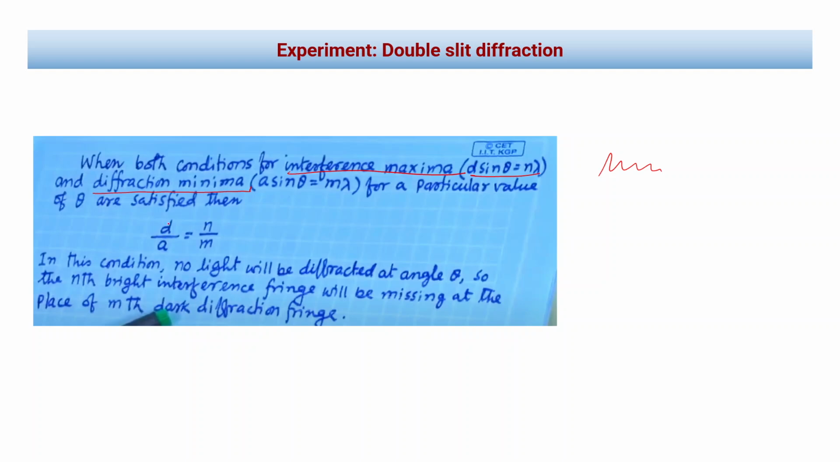Okay, in this situation, d by a is equal to n by m, where n is the order of interference and m is the order of diffraction. In this condition, no light will be diffracted at angle theta, so the nth bright interference fringe will be missing. Interference fringes we know are at equal distance, but diffraction fringes do not follow that, and if interference maxima falls under diffraction minima, then those interference fringes will be missing at the place of the mth dark diffraction fringe.